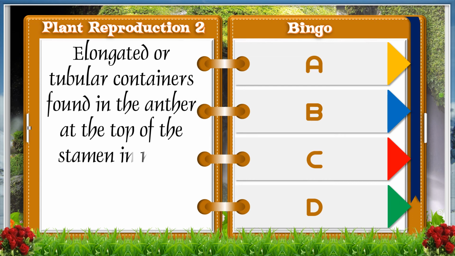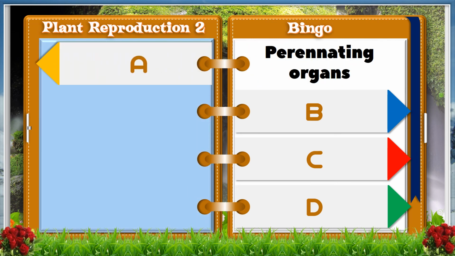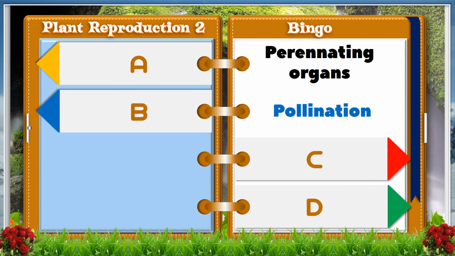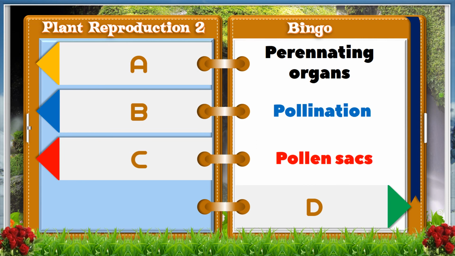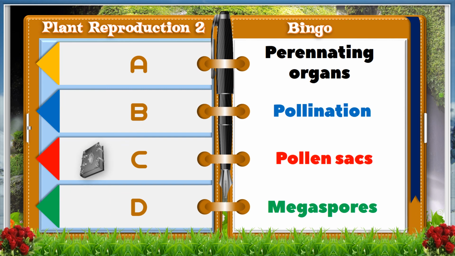Elongated or tubular containers found in the anther at the top of the stamen, in which pollen grains are produced. A. Pollinating organs. B. Pollination. C. Pollen sacs. D. Megaspores. And the answer is C. Pollen sacs.